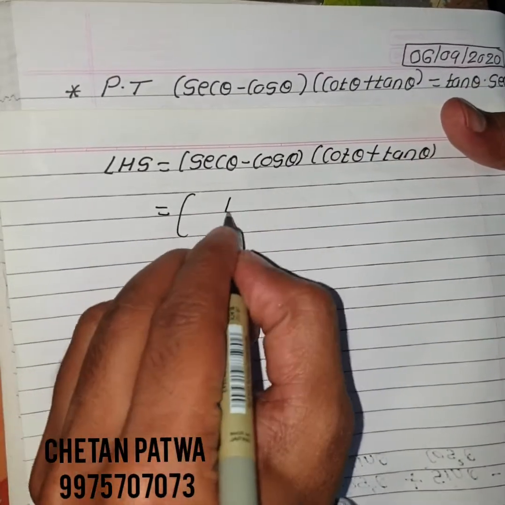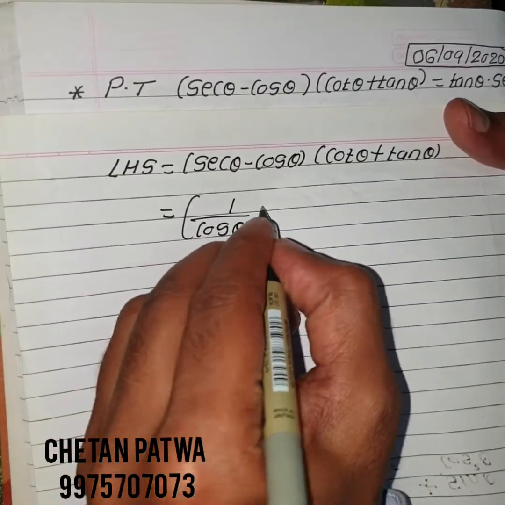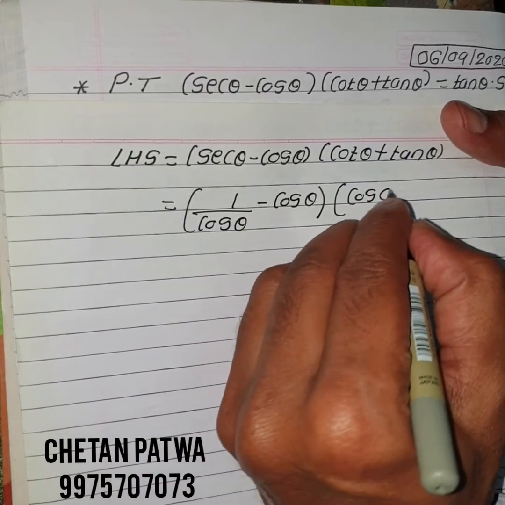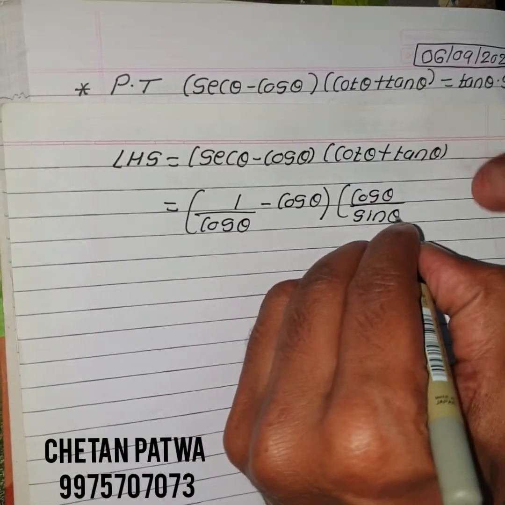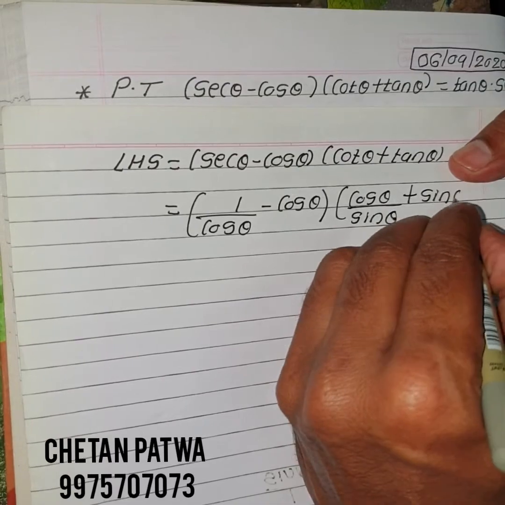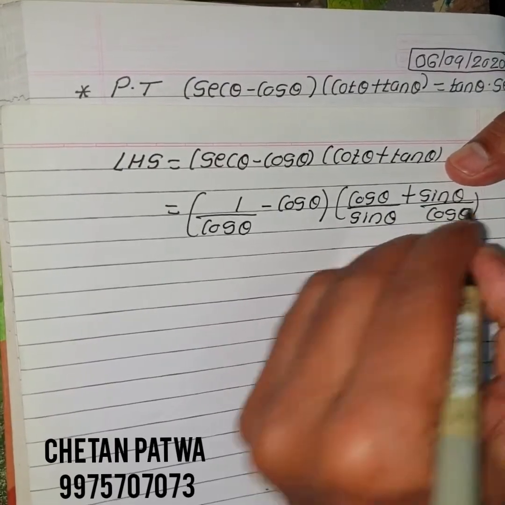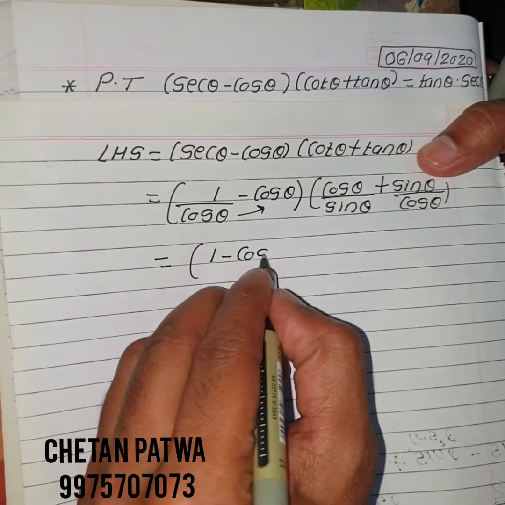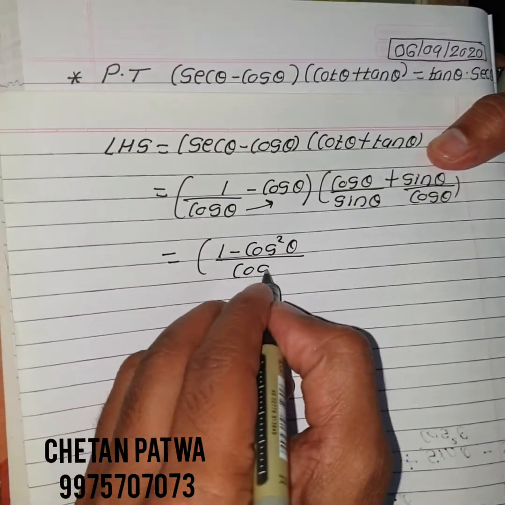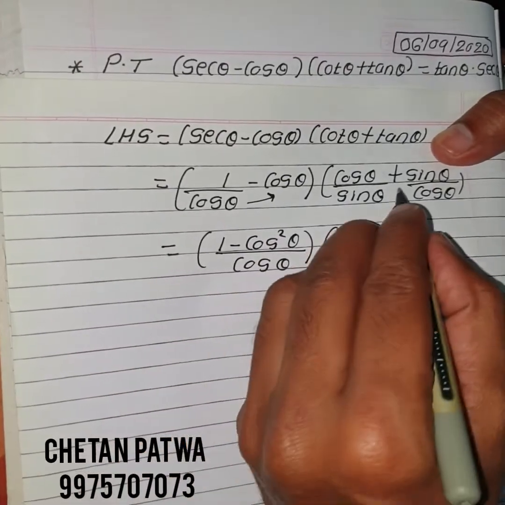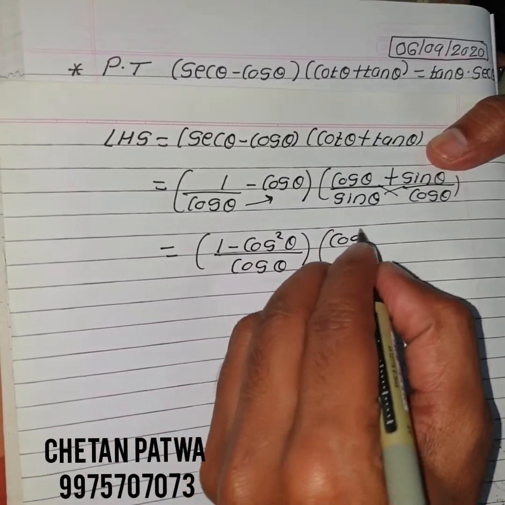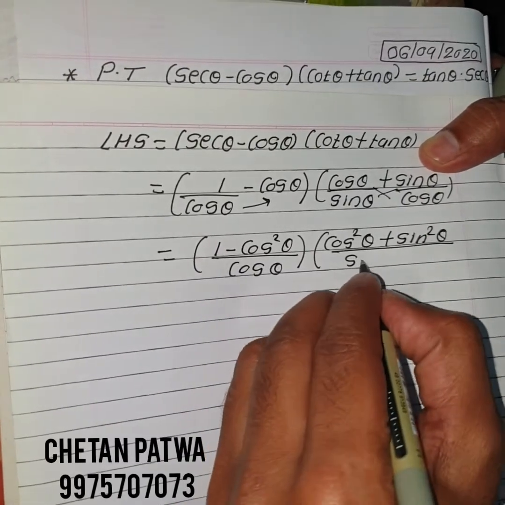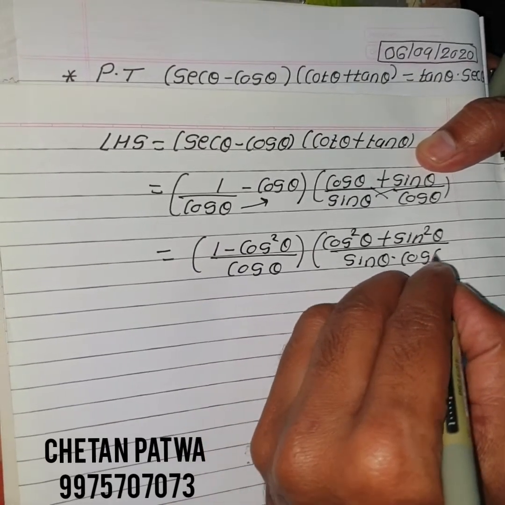That is equal to, what is sec? 1 upon cos, minus cos as it is. What is cot? Cos theta upon sin theta. What is tan? Sin theta upon cos theta. That is equal to, now we can multiply here cos, so we will get (1 minus cos square theta) upon cos theta. Cross multiply, so we will get cos into cos, cos square theta, sin into sin, sin square theta, upon sin theta into cos theta.